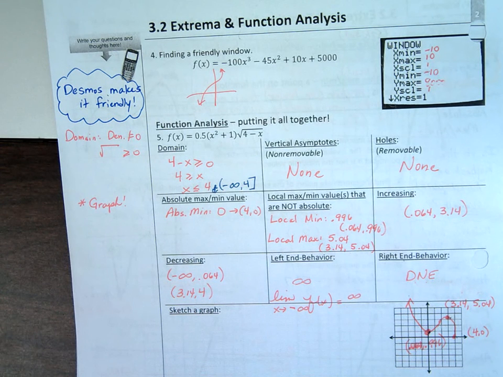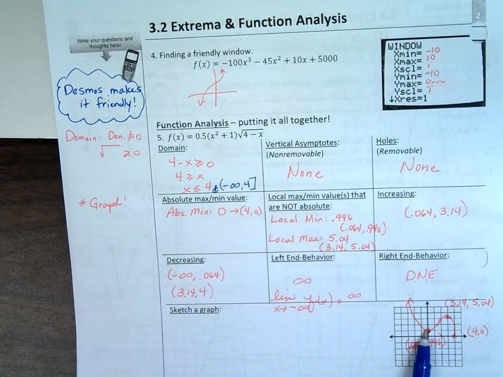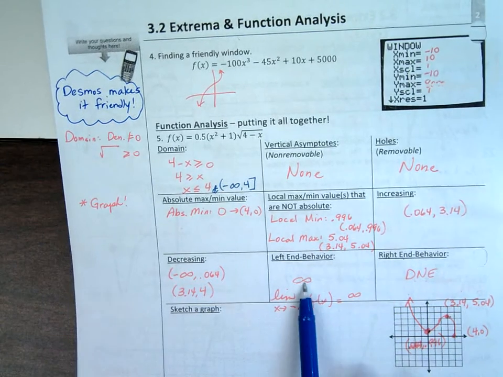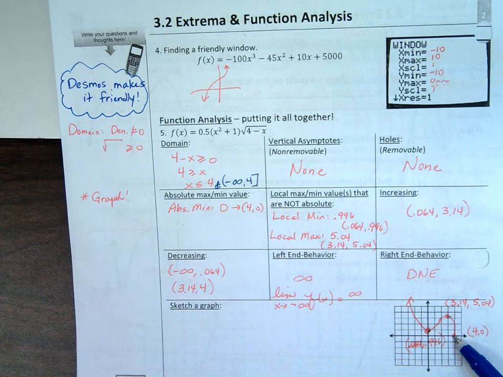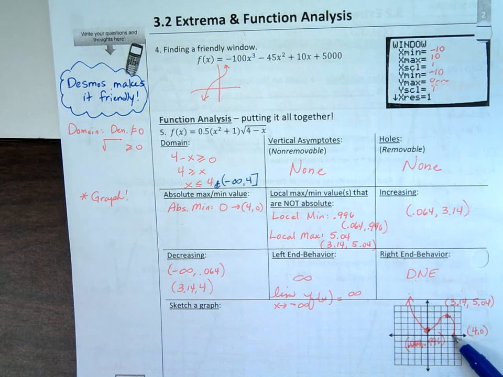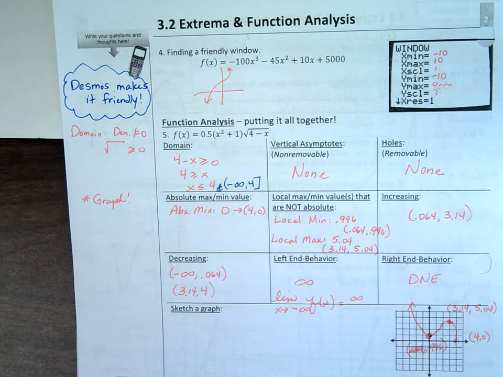The left-hand behavior is the same thing as saying if I go really far to the left, what are the y values doing? If I keep going left, what are my y's doing? They're getting bigger and bigger and bigger. They're going to infinity. And if I continue to the right, it stops. It just takes a dead stop. And so that means that there is no end behavior. It just stops there, so it doesn't exist. It doesn't keep going to the right, it stops.